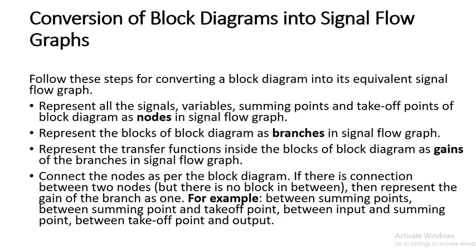Then represent the gain of the branch as 1, means above that branch you have to write 1 as the gain, because it is directly connecting and in between there is no block. This is a very important thing. So these two to three things you have to keep in mind to convert any block diagram into a signal flow graph. Represent all signal variables, summing points and takeoff points as nodes. Then all blocks as branches. Then the block gain is nothing but the branch gain.